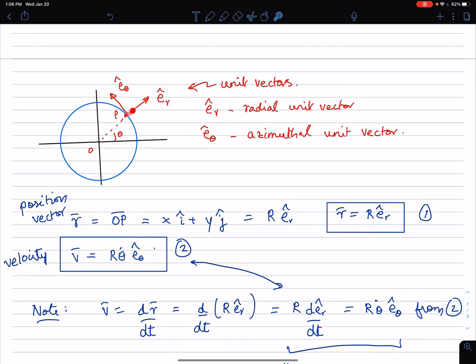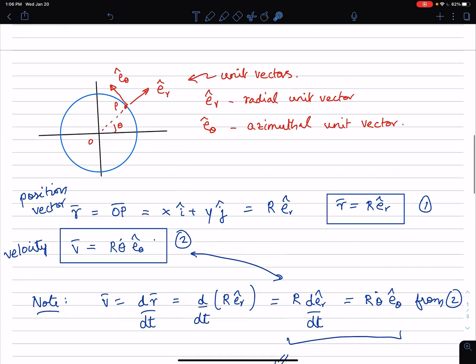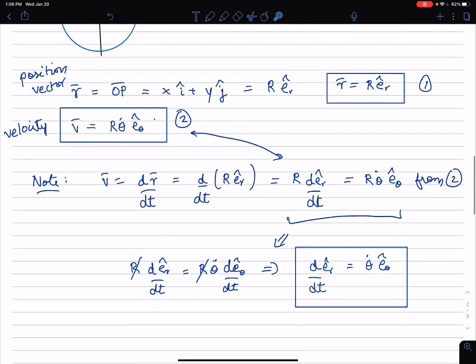The rate of change of e r is in the e theta direction, because if this point is here and then this point moves here, the new e r vector is going to be here. The difference between the old e r vector and the new e r vector is going to be roughly in that direction, which is e theta. That's why it's along the e theta direction, and then by how much e r changes is proportional to how fast P is moving around.